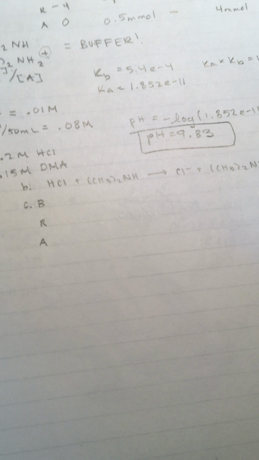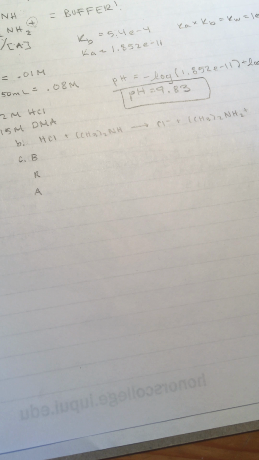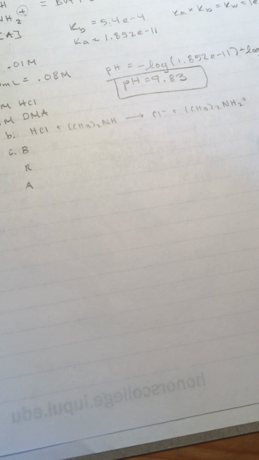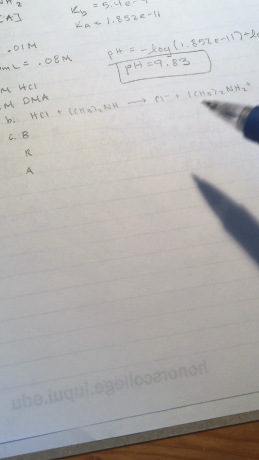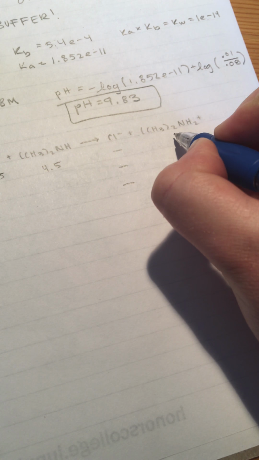So that's part A. Part B, it's still the exact same reaction as before, so we can just skip the explanation for that. Part C, still using the BRCA table because at this point we are still using this driven reaction. So you just fill it out. Before you have 4.5 millimoles, 4.5 millimoles. Cl minus doesn't matter, 0 millimoles.